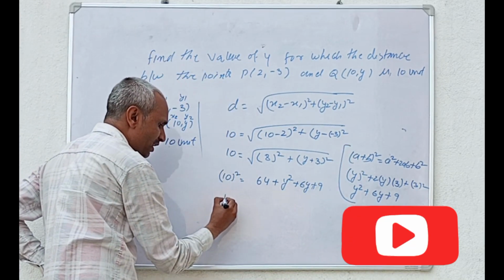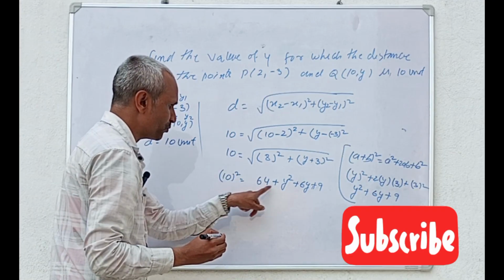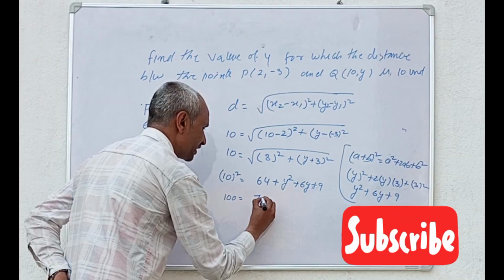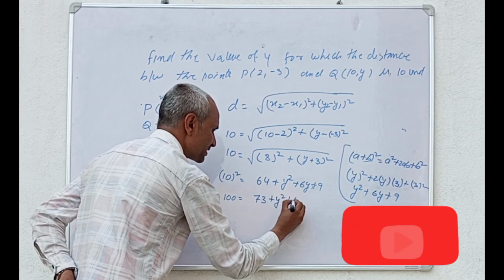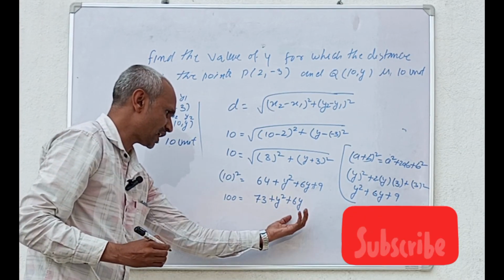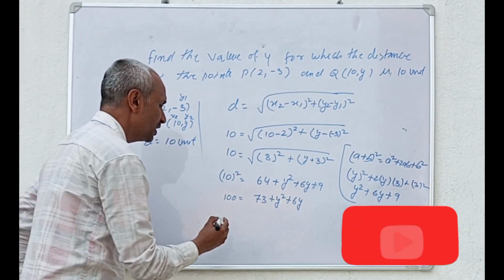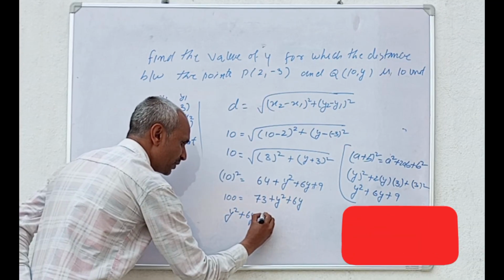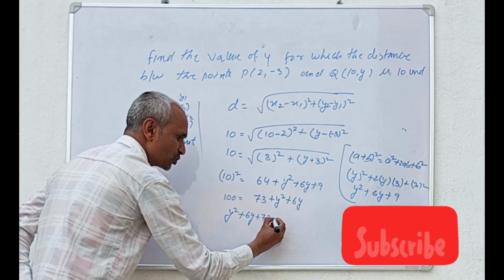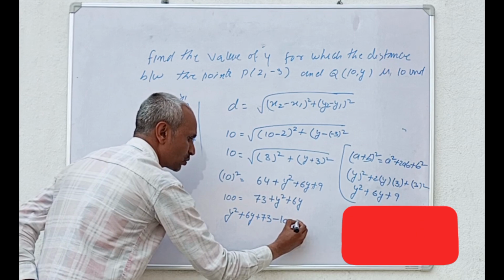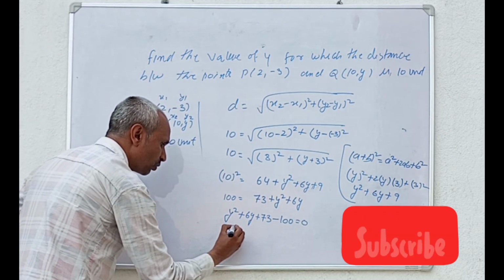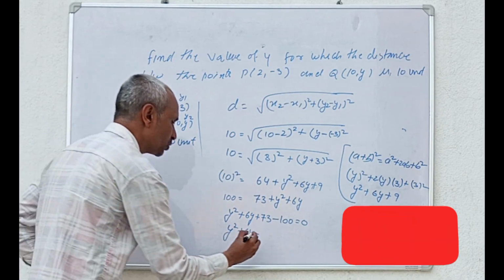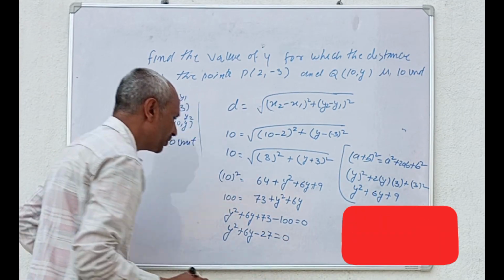This we can write: 10 square, what is it? 100 is equal to 64 plus 9. 64 plus 9 becomes 73, 73 plus y square plus 6y. Now we can transfer it to this side or that side, and it will become a quadratic equation. So we can write it like this: y square plus 6y plus 73, this number goes to that side by transposing, minus 100 is equal to 0. Next, y square plus 6y, 73 minus 100 is minus 27, equal to 0. Now it is a quadratic equation.